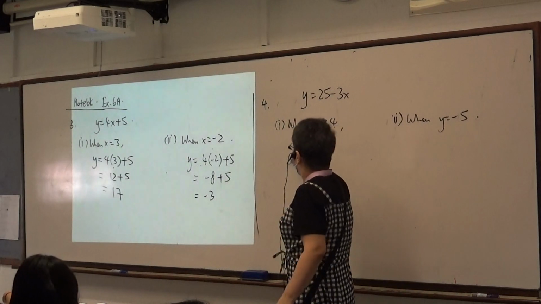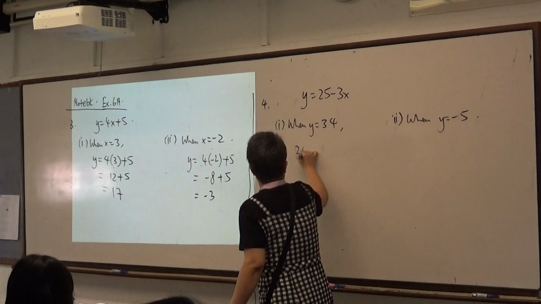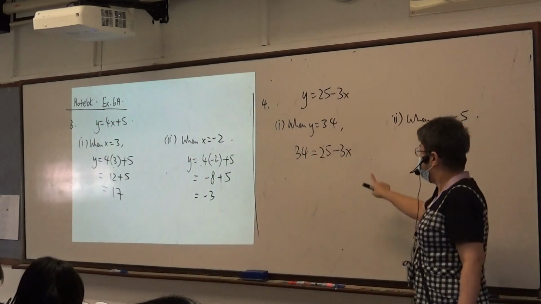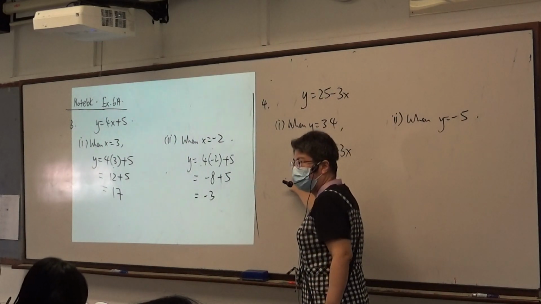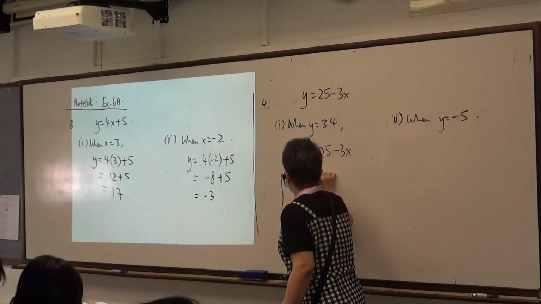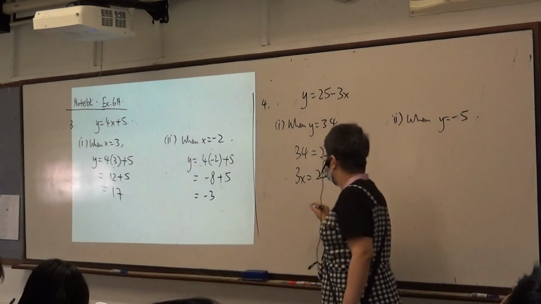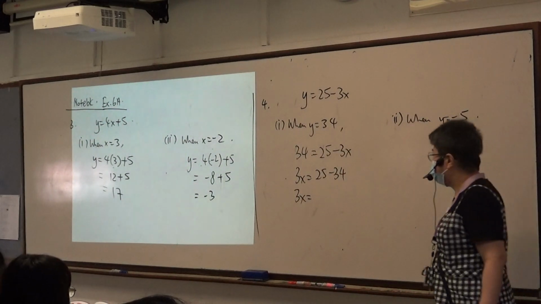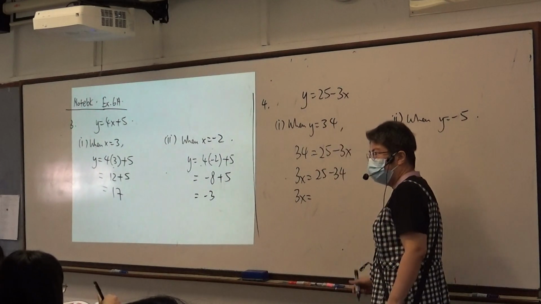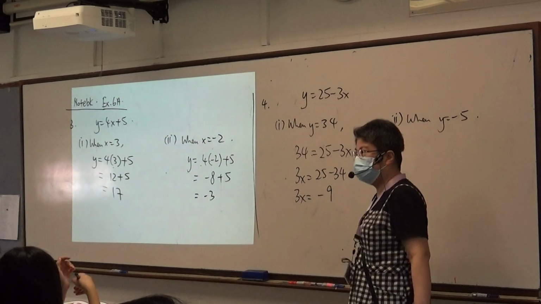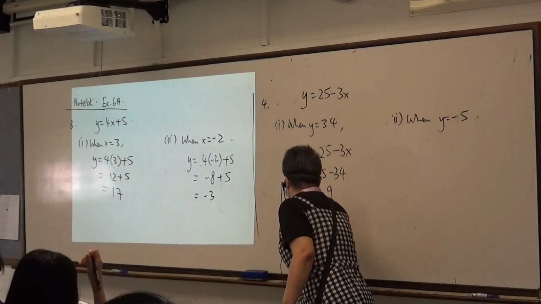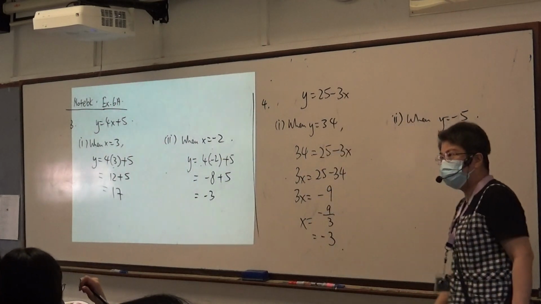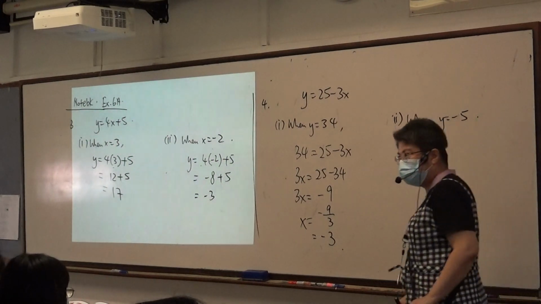Okay, all look up. When y is 34, I have this. 34 equals 25 minus 3x, right? Minus 3x comes over and becomes what? Plus 3x, okay? 3x will be 25 minus 34, alright? So, 3x will be, what is 25 minus 34? Minus 9. Correct. So how do I get x? Minus 9 over 3. Answer? Negative 3, right?